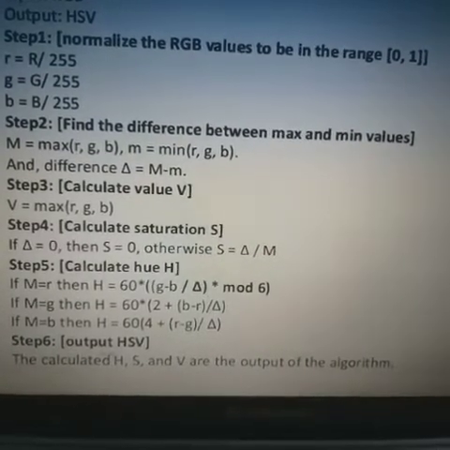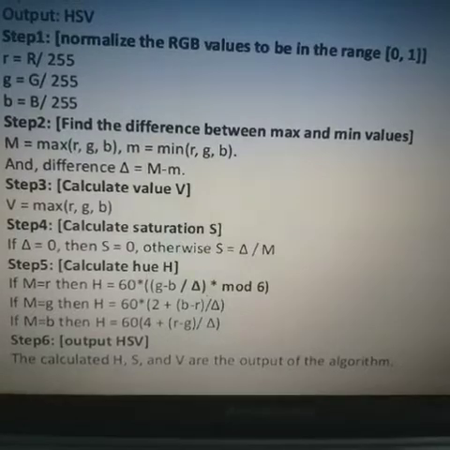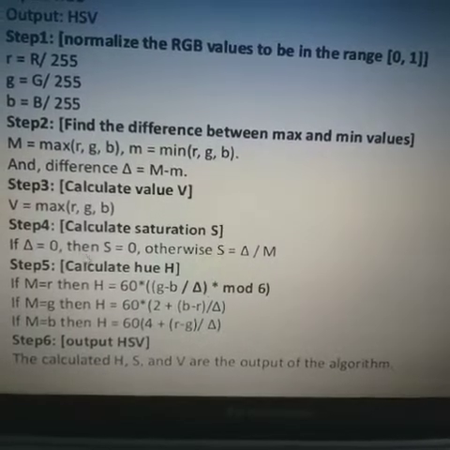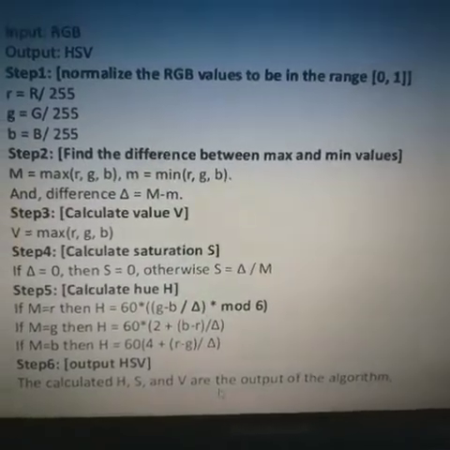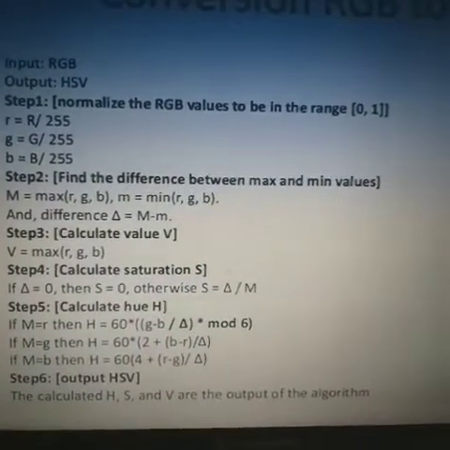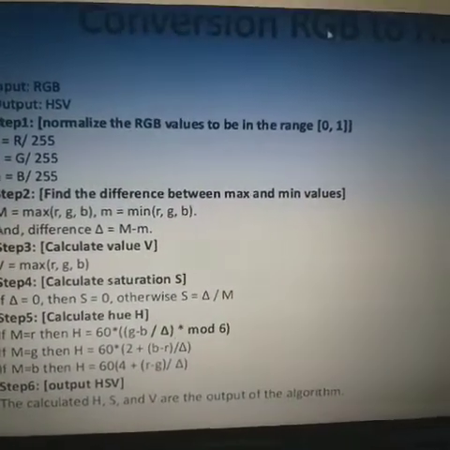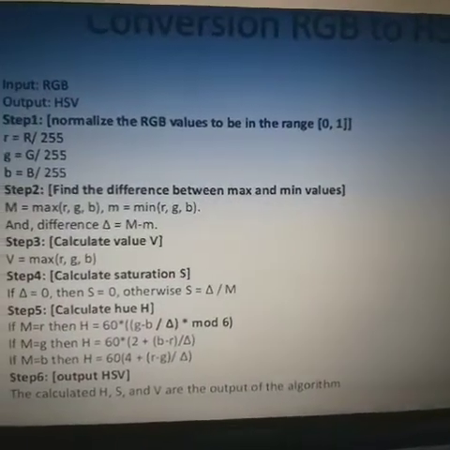So the last step is the output values, which are calculated in steps 3, 4 and 5, and are to be represented for this algorithm. So this is the complete process for the conversion of the RGB to HSB color model.